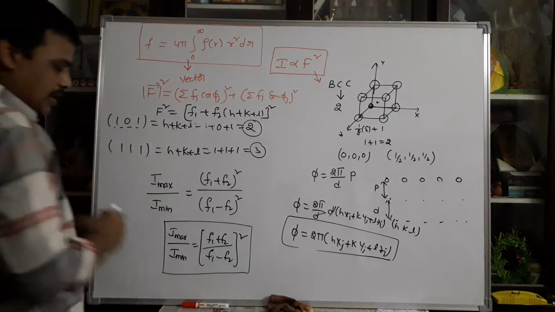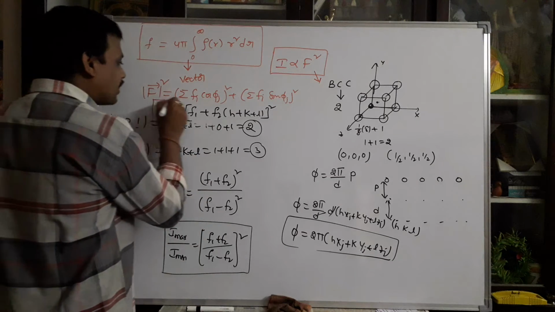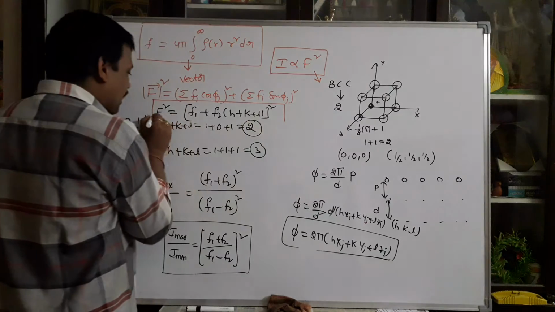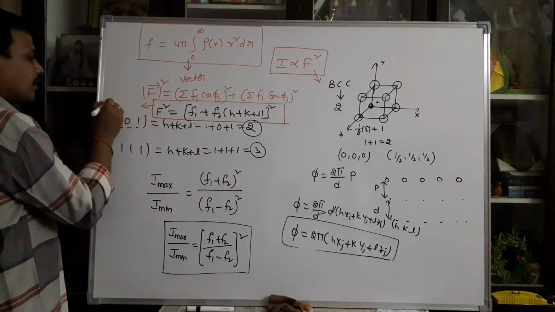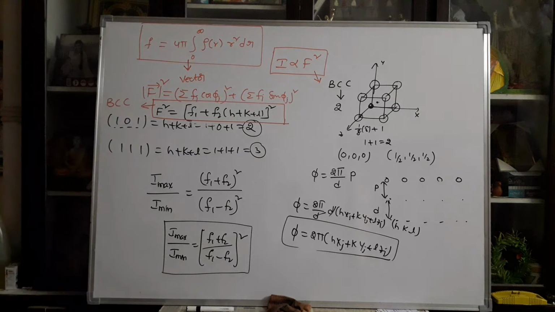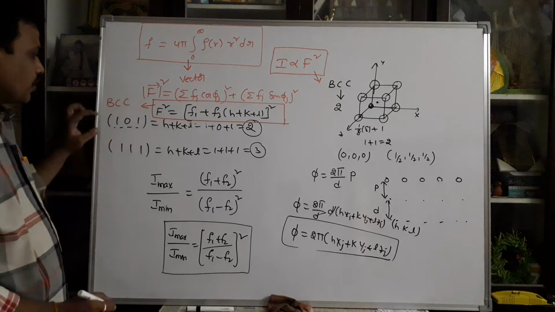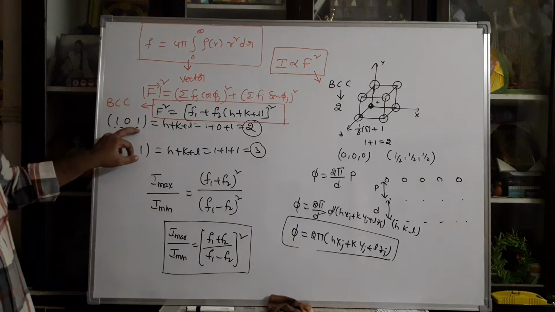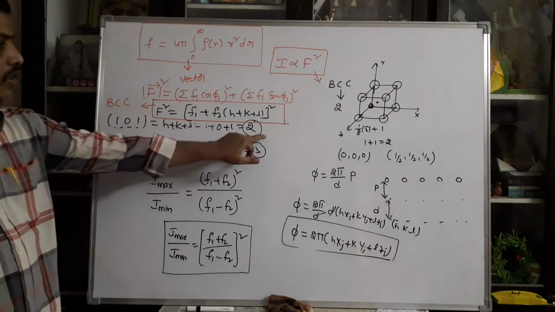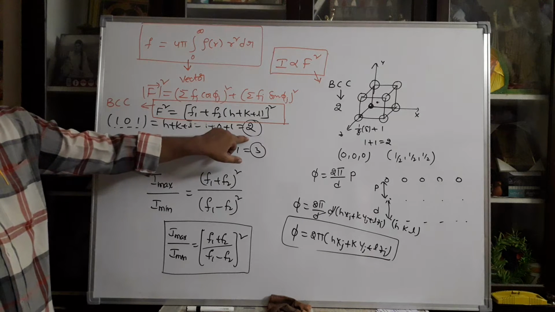(h plus k plus l) whole square. This is the form factor value for the complete BCC structure. Depending on the BCC structure planes, you can assume 1 0 0 or anything. So for h k l, h 1, k 0, l 1, h plus k plus l, you add and get the value 2, which is nothing but an even number.